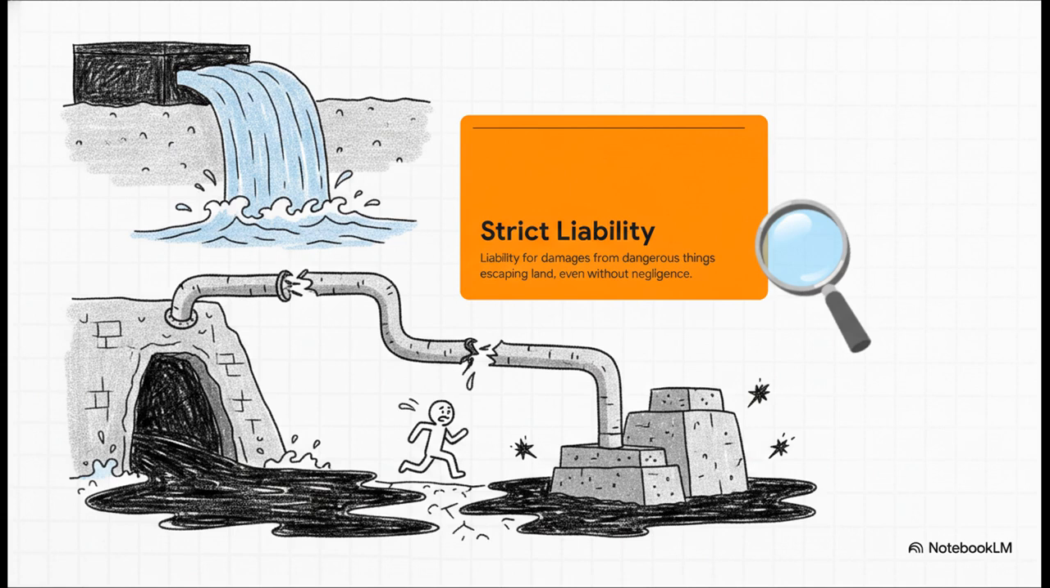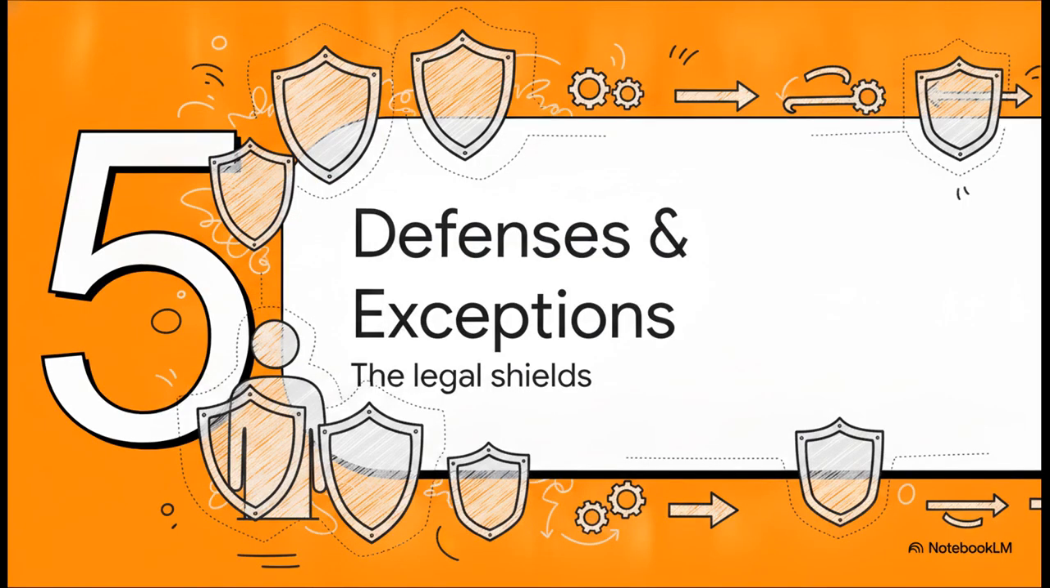Was the defendant negligent? Not at all. But the court basically said, too bad. If you bring a hazard onto your property and it gets out and wreaks havoc, you are strictly liable. You pay the damages. End of story. So, how do defendants protect themselves? Section 5, Defenses and Exceptions. Let's look at the legal shields.